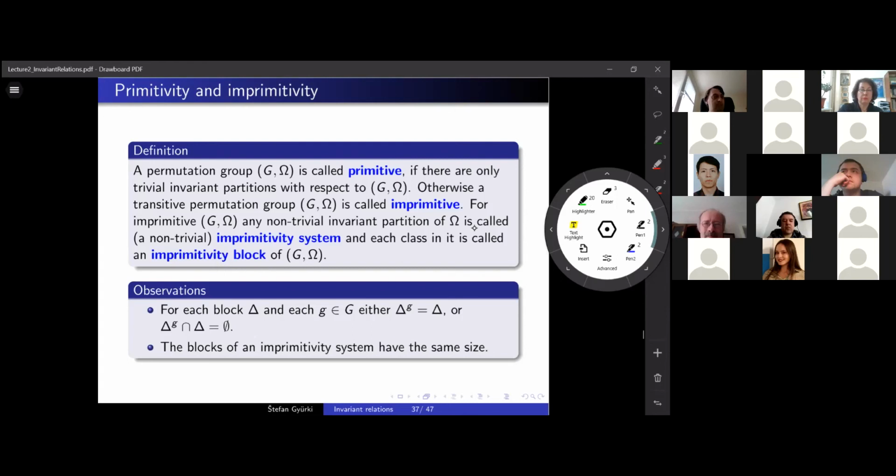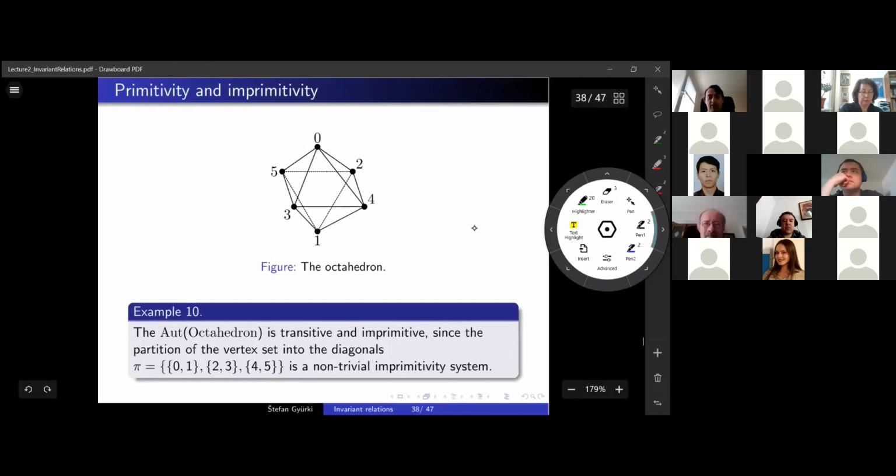So by transitivity, it is easy to see that if we have an imprimitivity system for a transitive group, then each block has to have the same size, because due to transitivity, you will map each block at some moment to any other block. And since the permutation is a bijection, the size of the set should be preserved.